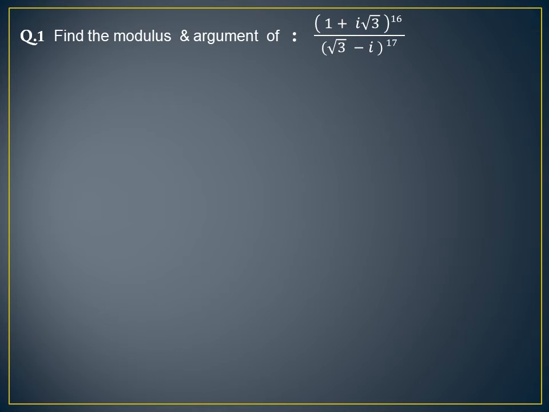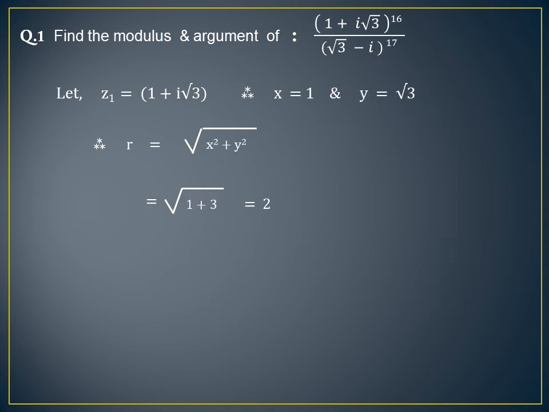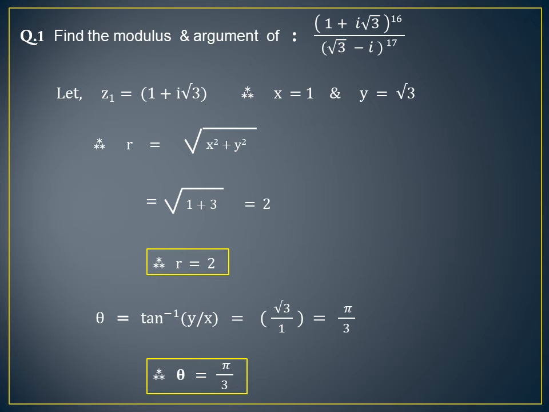So let z1 be equal to 1 plus i root 3. That gives us x is equal to 1 and y is equal to root 3. To find the modulus r, we calculate the square root of 1 square plus root 3 the whole square. So that gives us r is equal to 2. Similarly, the argument of the numerator will be theta is equal to tan inverse of root 3 upon 1. Tan inverse of root 3 is pi by 3. So that gives us theta is equal to pi by 3.